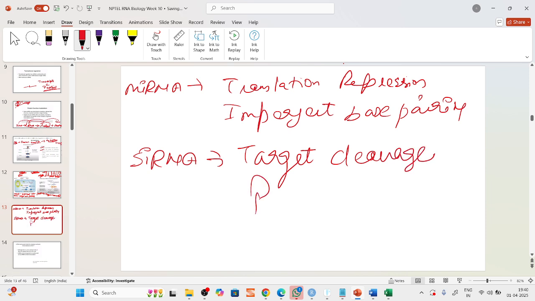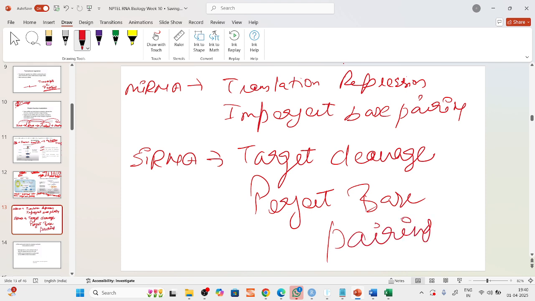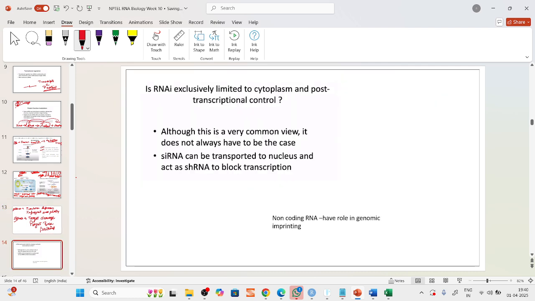Because it has perfect base pairing. Okay. So this is the difference between the mechanism which is used by miRNA and the mechanism which is used by siRNA. So I hope this is clear.